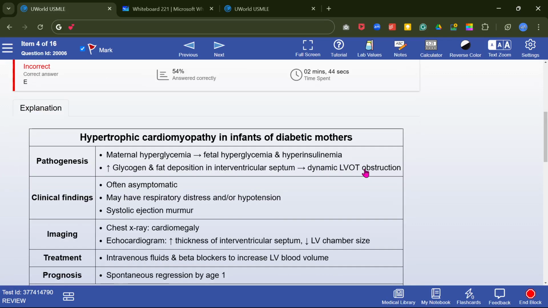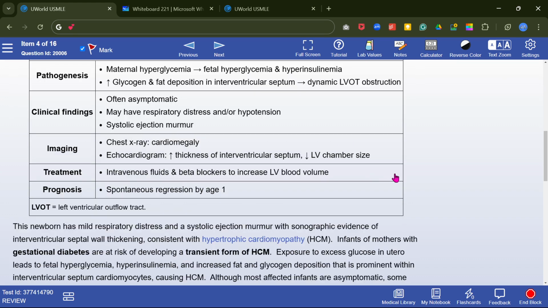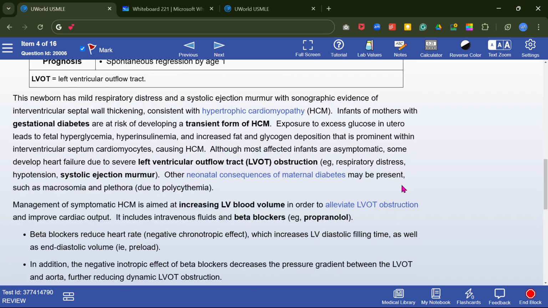We have just seen the pathophysiology: interventricular septal wall thickening, glycogen and fat deposition in the interventricular septum, and dynamic ventricular outflow tract obstruction. It happens in hypertrophic cardiomyopathy and spontaneously regresses by age 1. But in this case, we diagnose mild respiratory distress and systolic ejection murmur consistent with hypertrophic cardiomyopathy.